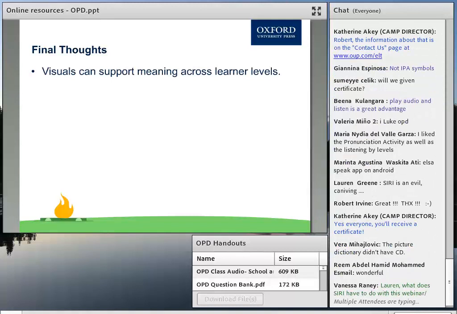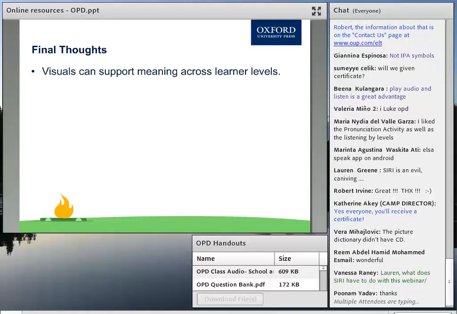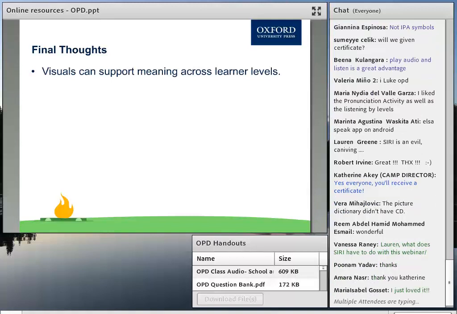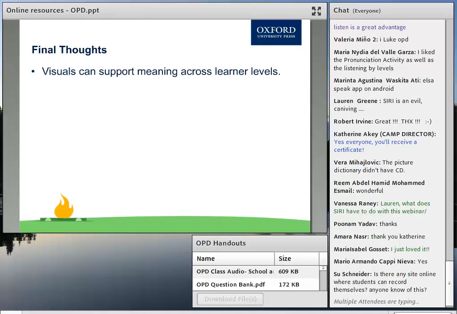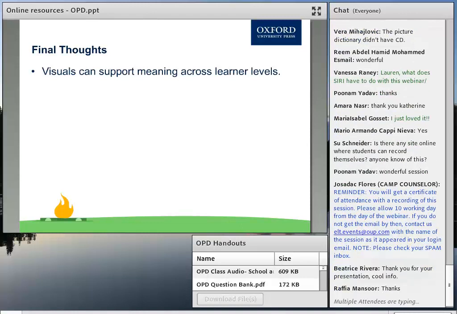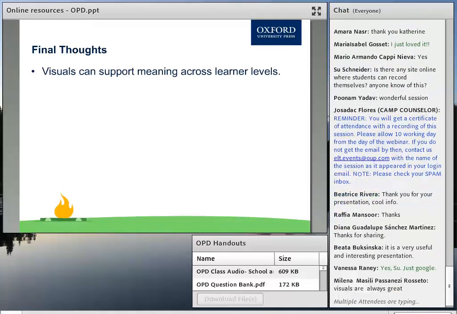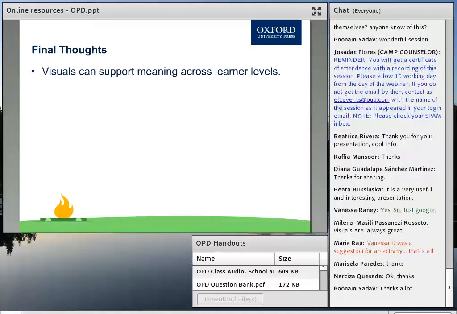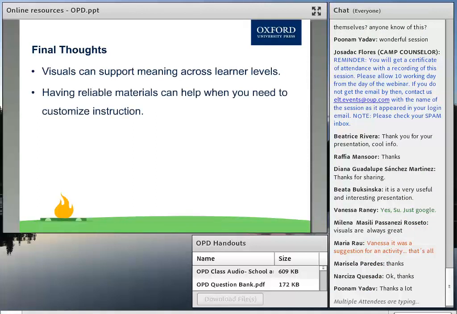Visuals, we know that visuals can support meaning across learner levels. And when you ask questions like, what do you see? What do you notice? It privileges everyone in the class and doesn't require prior knowledge, because everyone's going to have different ideas and thoughts when they look at an image. And like we said, sometimes a picture can be worth 1,000 words. And we want to get as many words, as much vocabulary from the students as possible.